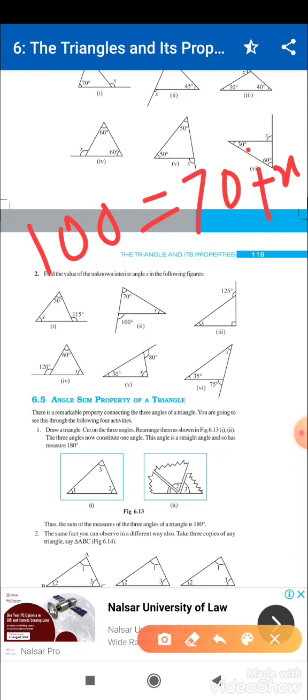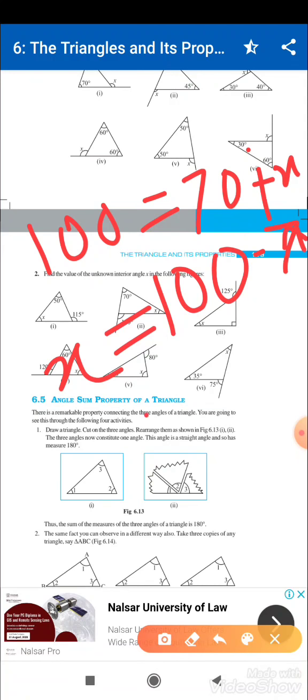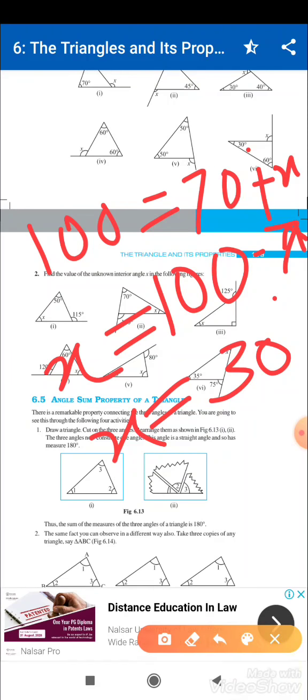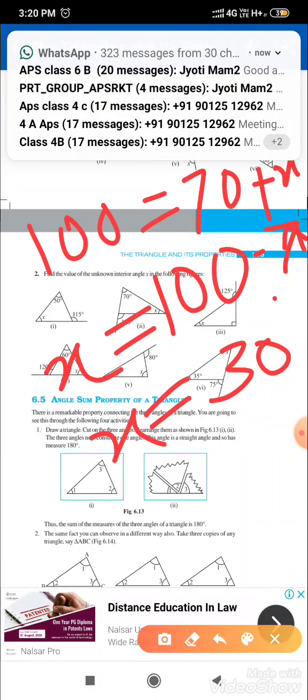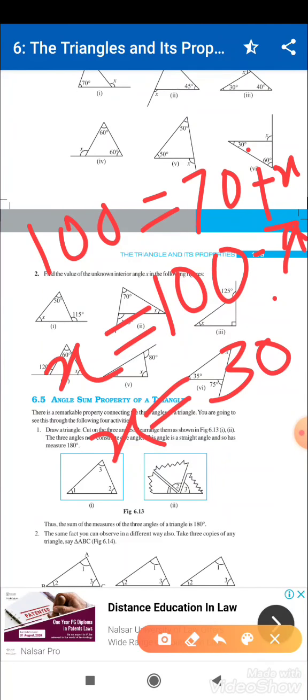Now we transfer 70 degree from the right side to the left side. So we have x is equal to 100 minus 70, and here we have 30 degree. It is the value of x for the second question. In this way you can solve the remaining parts of the second question.